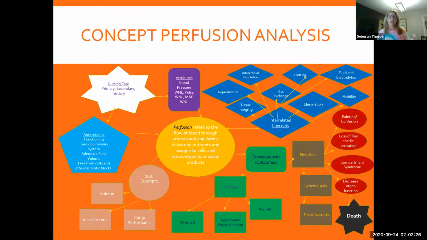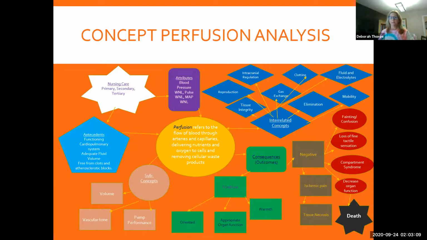So this is a concept map. And if you look at it, over here is nursing care. So first of all, in the middle, you have perfusion. And this, again, refers to the flow of blood through the arteries and capillaries, delivering nutrients and oxygen to cells and removing cellular waste. So up here, you have nursing care. Here, nursing care is directed toward what contributes to the normal concept, and is related to all the factors that are involved in and with that concept. So the concept of perfusion.